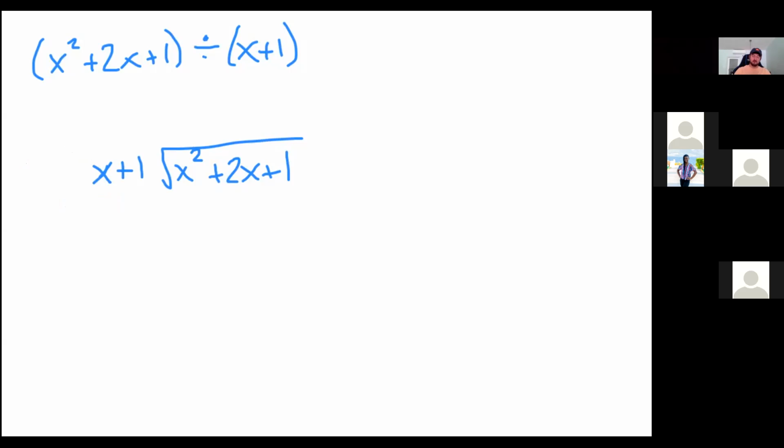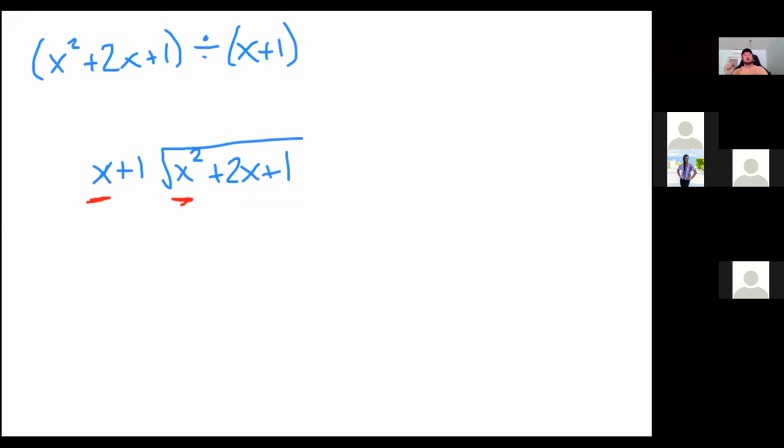What I'm always going to do is say, okay, look at what I'm dividing into, which is x squared plus 2x plus 1, and look at what I'm dividing by. And the highest degree terms is what I want to match up. So I look at my x, and I want to turn it into an x squared because I'm going to subtract x plus 1 times this magic thing that I'm going to pull out, and I'm going to subtract that from the x squared plus 2x plus 1.